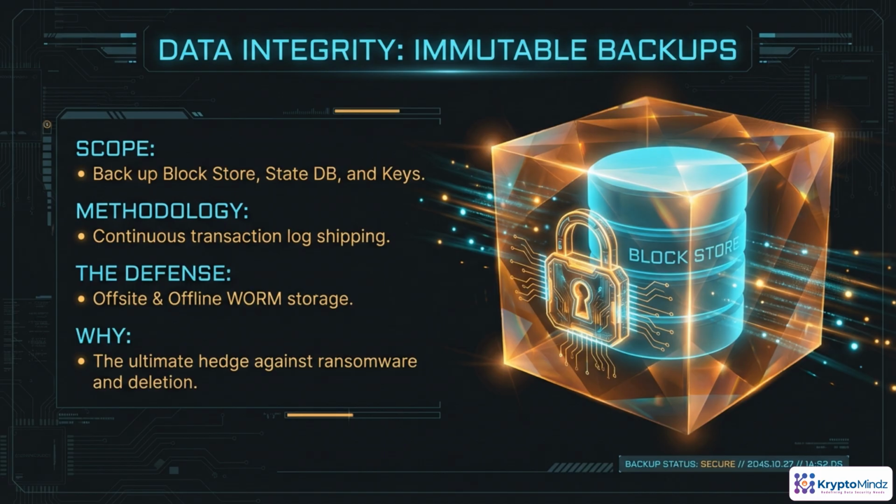Continuous log shipping gives you near real-time recovery points, but immutability comes from writing those backups into offsite, offline, WORM-style storage. That combination breaks the attacker's control plane. Even if validators, admin accounts, or primary storage are compromised, you still have a clean, legally defensible history that ransomware and rogue insiders cannot rewrite.